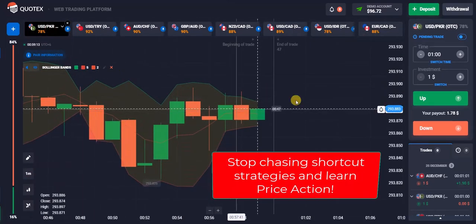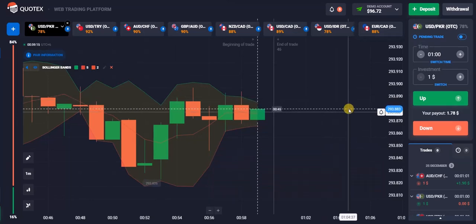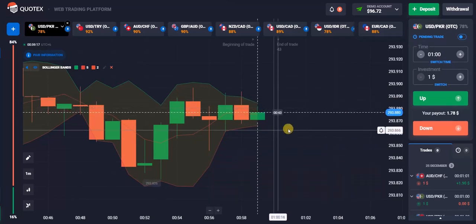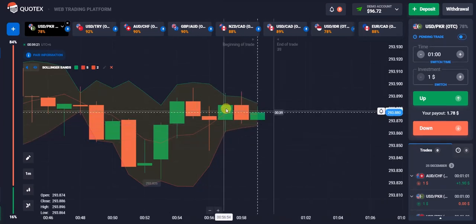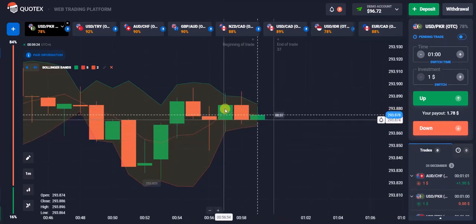This type of indicator strategies and all this is not going to help you that much. So here is another action. Here is another example like this. This is a green candle.